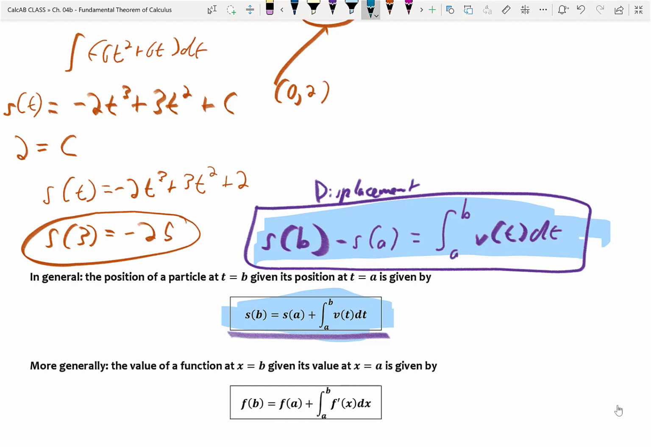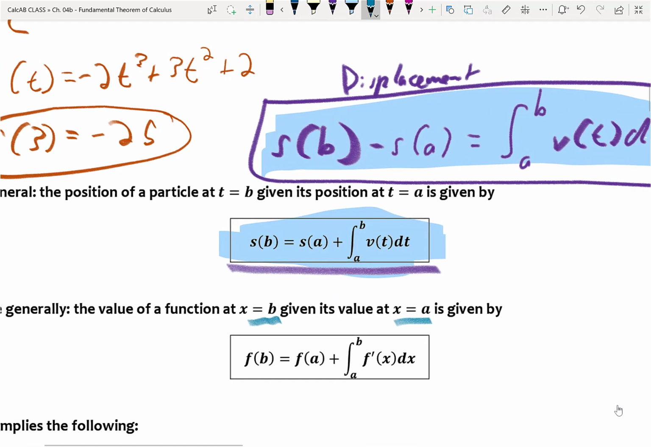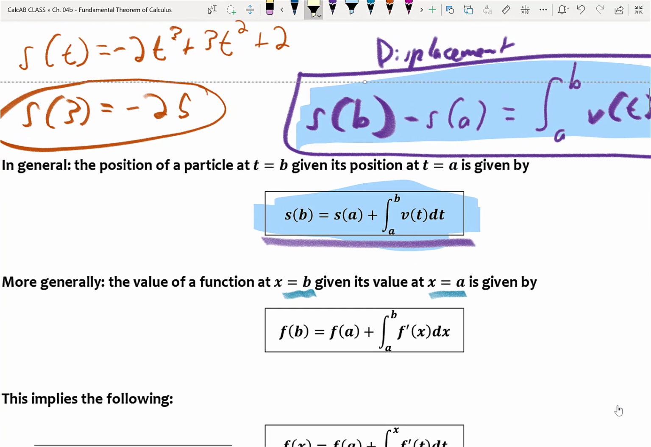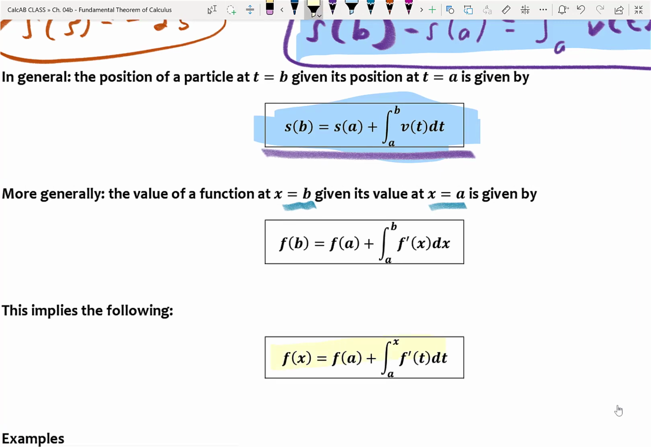Now, it does not have to be position and velocity. We can generalize with any function and talk about a function and its derivative. So the function at x equals b, given its value at x equals a, is given by this. The value at b is equal to the value at a plus the integral from a to b of the derivative, which then finally gives us a better version of this. I can actually create a function, f of x, that's wholly based on having another value of that plus its derivative.